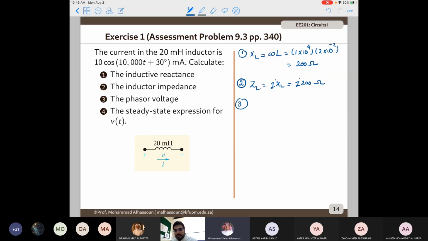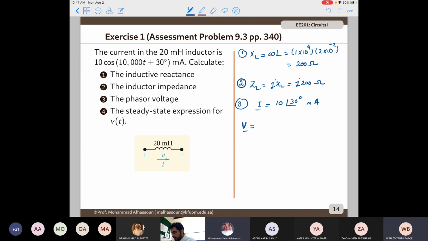Okay. So what is the phasor voltage, Walid? You're muted. Yes, 10 cosine 30. So this is the phasor what? Sorry, 10 angle of 30, I think. This one? Yes, this is the current. Okay, the phasor voltage, right? Yes.